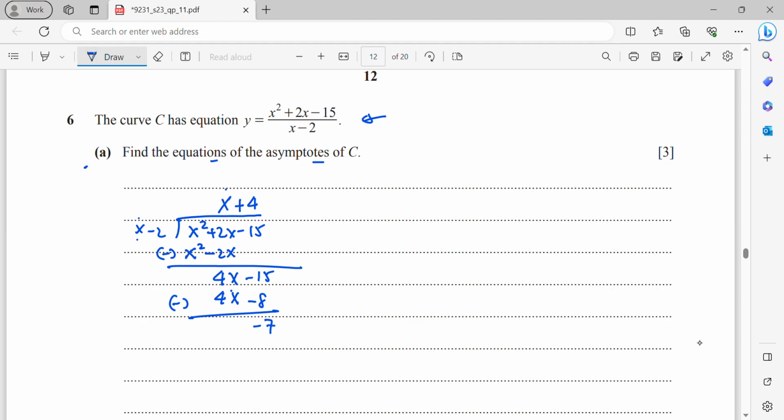So from here, I will get my oblique asymptote. My oblique asymptote is basically the quotient, which is x plus 4. y equals x plus 4. Then the vertical asymptote is when the denominator equals 0. So when x minus 2 equals 0, which means x equals 2. Alright, so we have solved 6a.